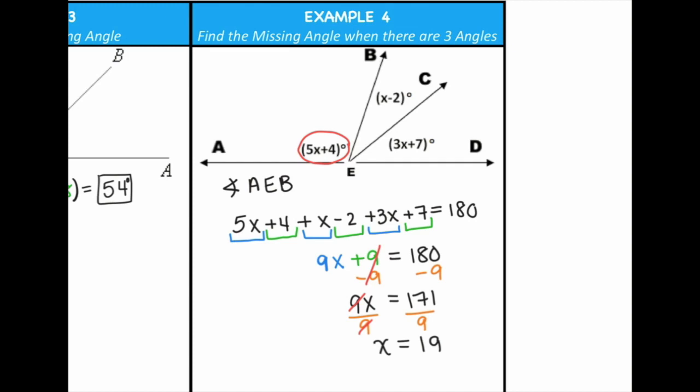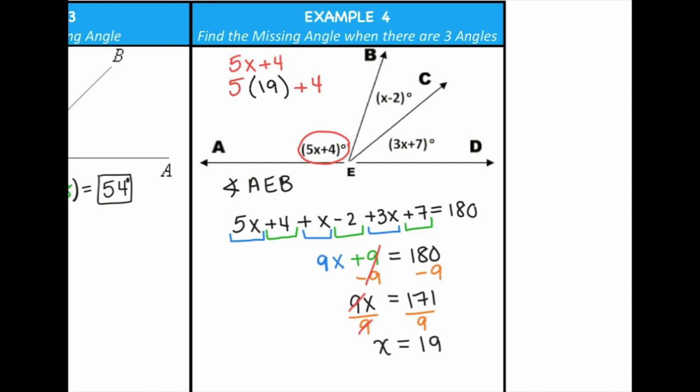But that's not our final answer. Because we're looking for the measure of angle AEB, we need to plug in that value that we just found for x into the expression for AEB. So we know AEB is 5x plus 4. So let's plug in that value that we found for x into this expression. So 5 times 19 plus 4. And that's going to be our answer.